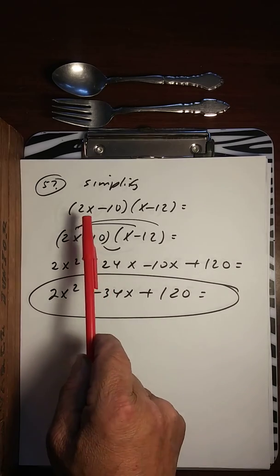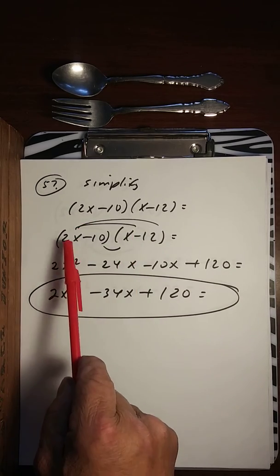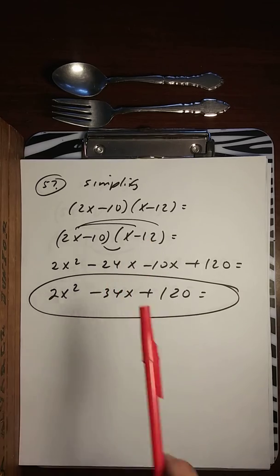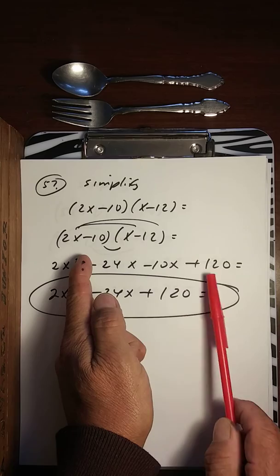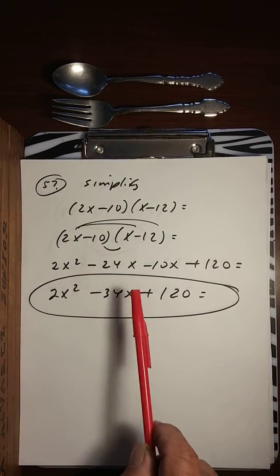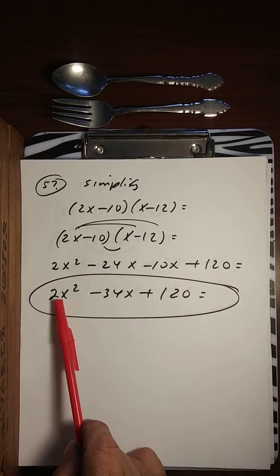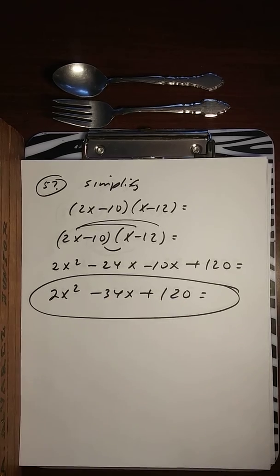Simplify this. So we have 2x times x is 2x squared. 2x times that is negative 24x. And now I'm going to go with this one. That one times that one is minus 10x. And that one to negative is a positive. So we have 2x squared. This was going to be negative. So you have 2x squared minus 34x plus 120.